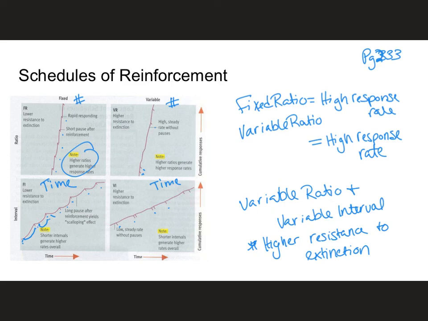Okay, so I hope you find this helpful. Again, there's a lot that's happening in this graph, so if you want more, go to page 233 in your textbook.